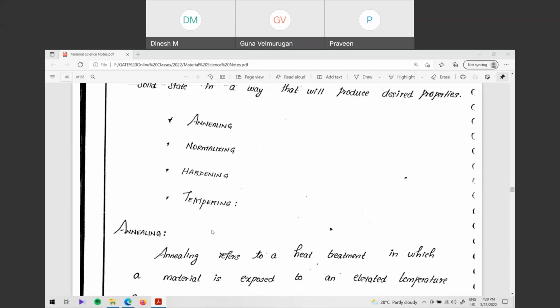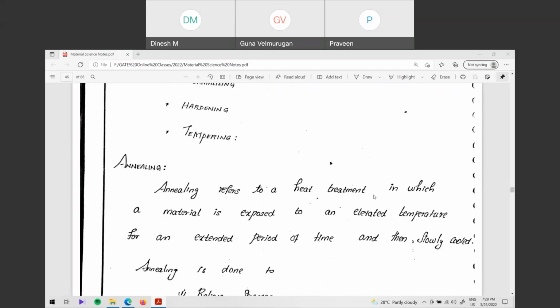Annealing refers to a heat treatment in which a material is exposed to an elevated temperature for an extended period of time and then slow cooled. Very important, it is slowly cooled. Sometimes it's also known as furnace cooling. Where do you heat this material? You heat the material in a furnace.